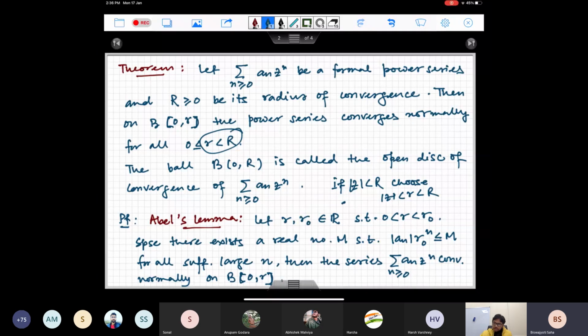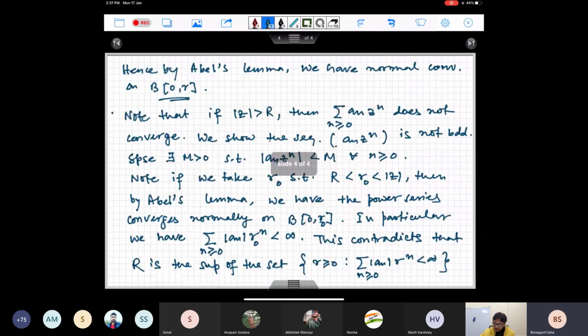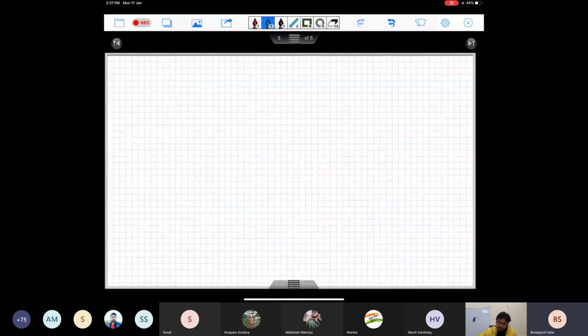So inside the disk of convergence we have a very nice feature, but now the question is, what can we say about the points on the circle of convergence? For example, if I take mod z equal to R itself. Let us see some examples and try to understand.